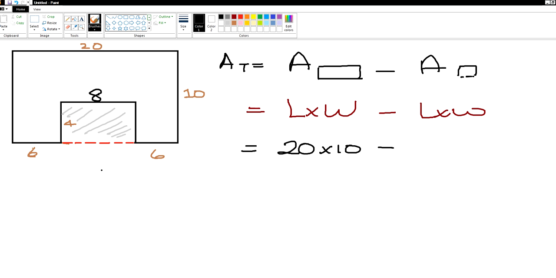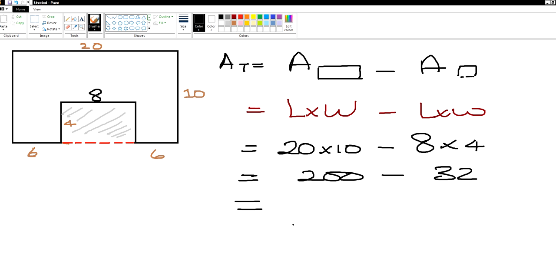So you've got to work out the shape. Sometimes they don't give you all the lengths, Yusuf. Yes, so you've got to work it out. So the length is going to be 8 now, Fahmi, and the width is going to be 4. 20 times 10 is 200. And 8 times 4 is 32. And 200 take away 32 will give you 168.